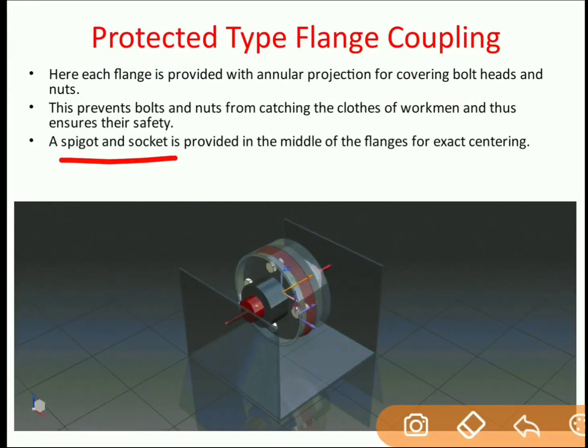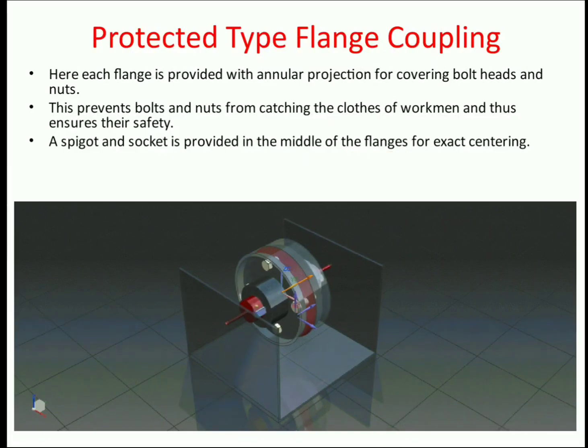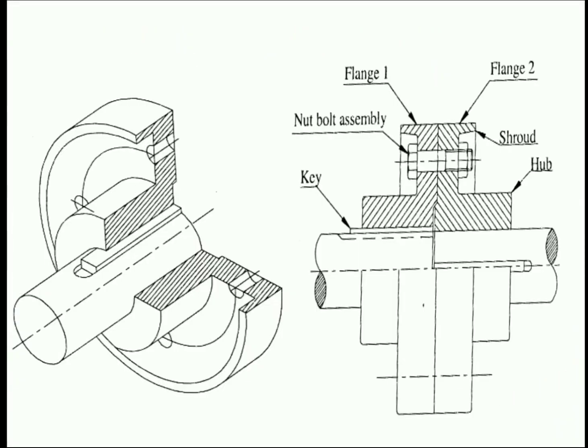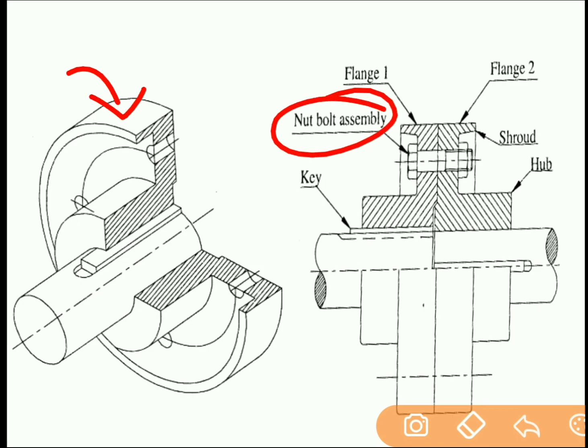Spigot and socket is provided in the middle of the flange for exact centering. You can see the figure of the protected type flange coupling in which the flange is protected. You can see the nut and bolt assembly is protected so that it can provide safety to the workman.